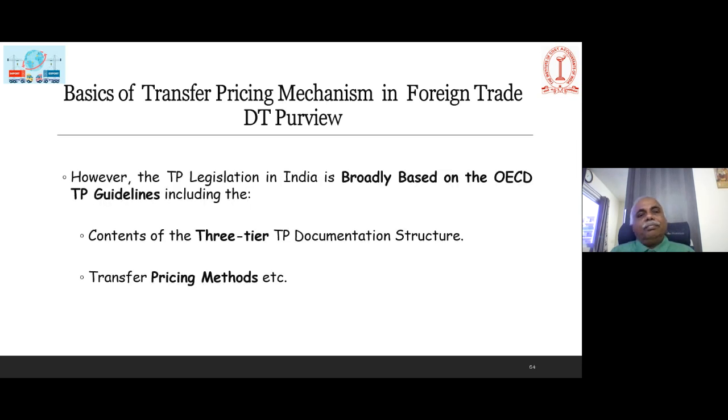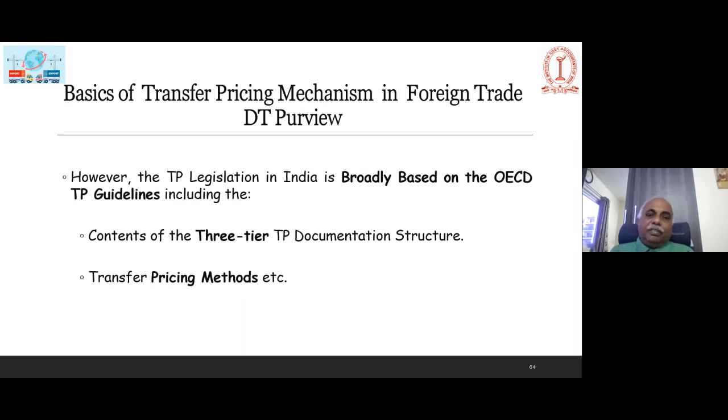However, TP legislation in India is broadly based on OECD TP guidance. If you compare the OECD and the transfer price guidelines of India, they are more or less the same, but we have not copied. We have supported, we have interacted, we have participated in the webinars, and whatever the best principles are there, we are adopting in our country also.